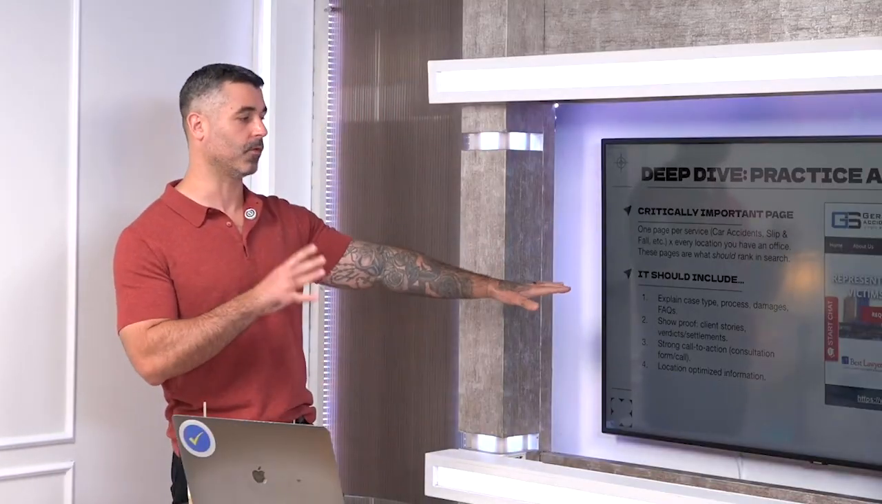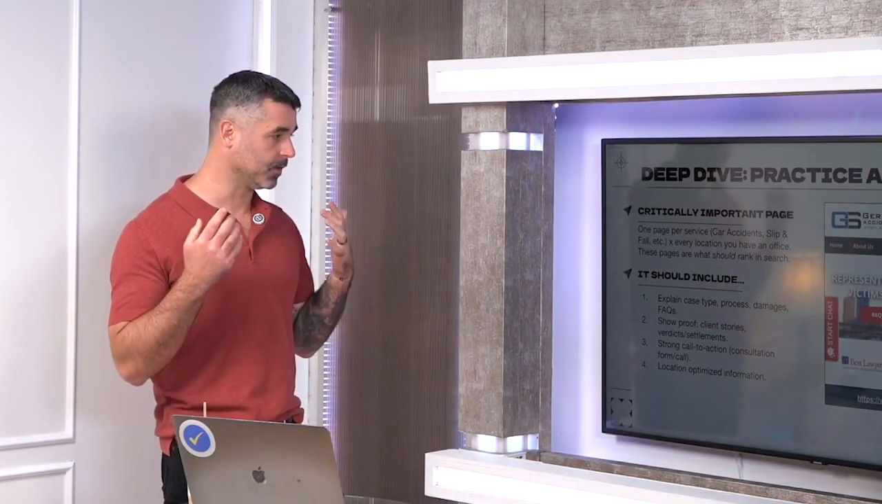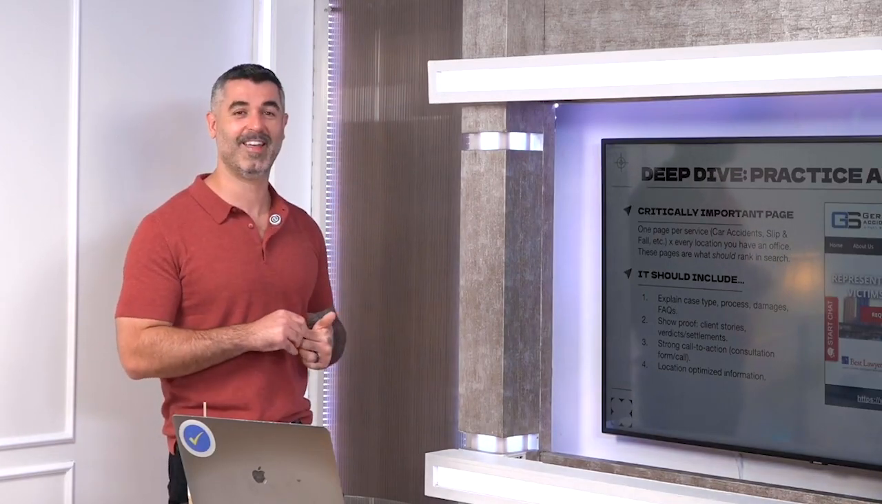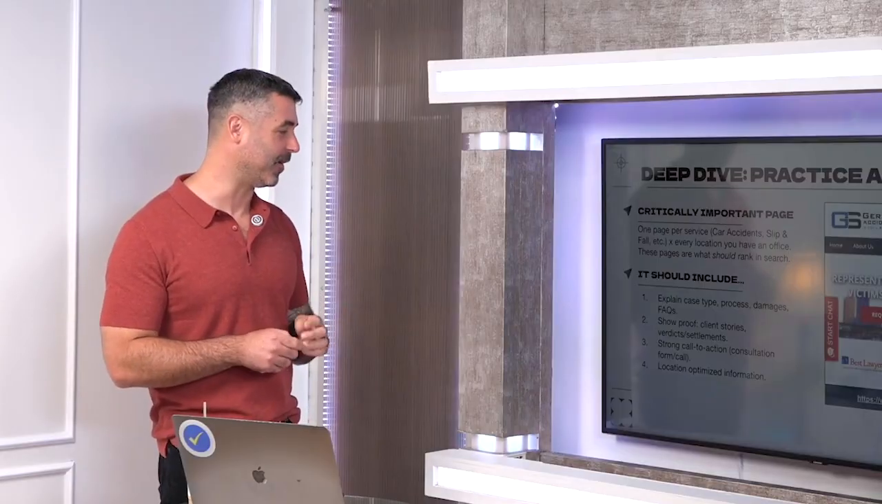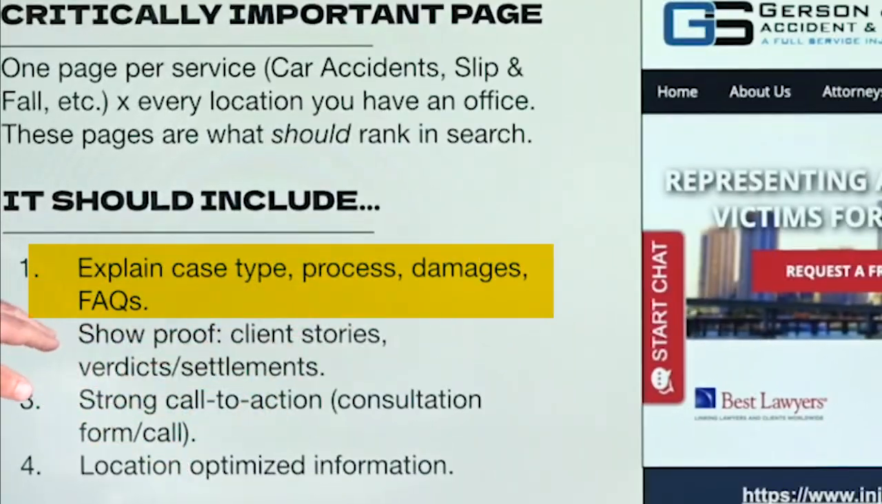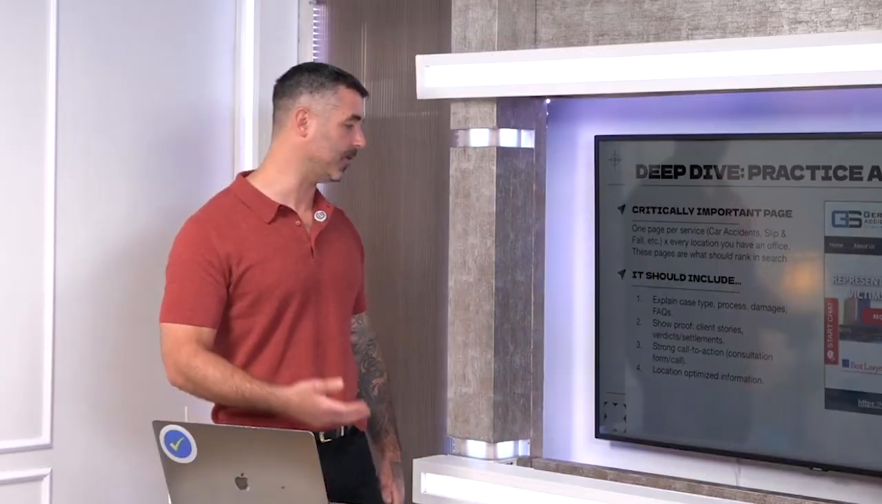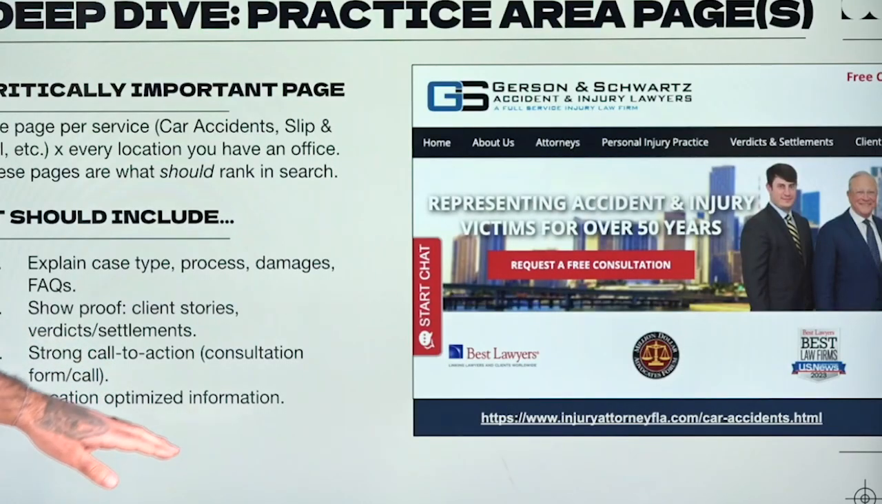Again, we're going to talk more about the writing of these pages later, but when you're laying these pages out, expect them to be long. Expect them to be very long. So case type, process, damages, FAQs should be on the page as well. Client stories, verdicts and settlements. Again, this is maybe slanted a little bit more for personal injury here, but you can reapply this to anything. Strong call to action, and then location optimized information in there as well.